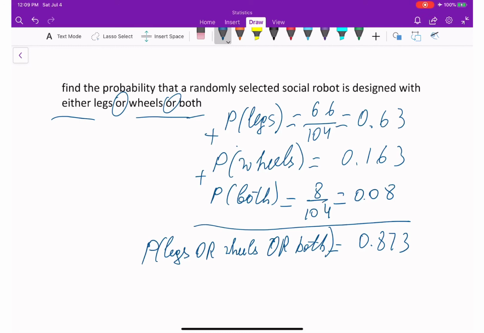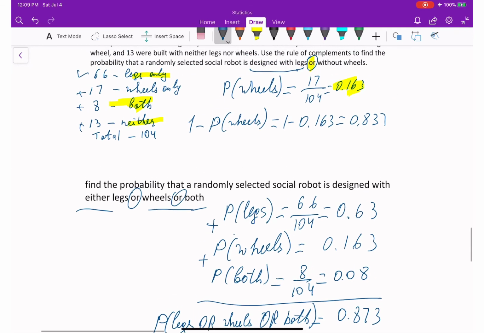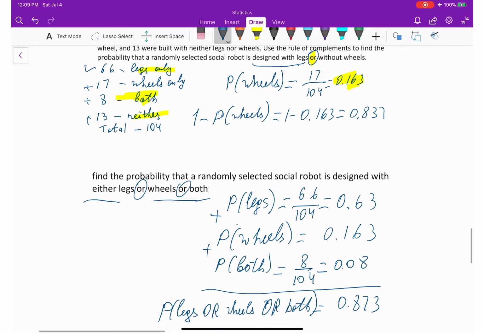Just pay attention to your word problems. Maybe the combination won't be exactly the way I have. It could be without legs, with wheels, with legs, without wheels, and so on. Just pay close attention, okay? Don't follow blindly what you read here.